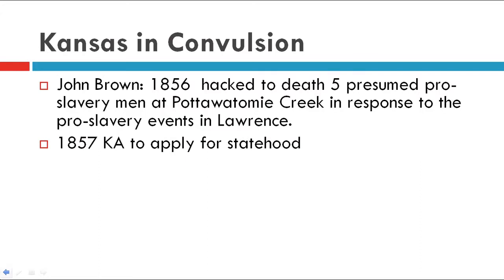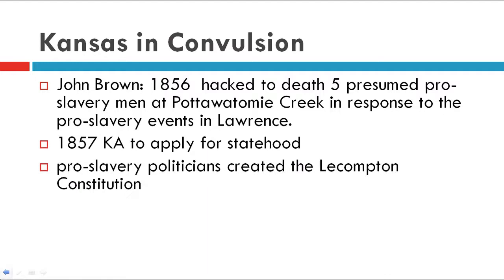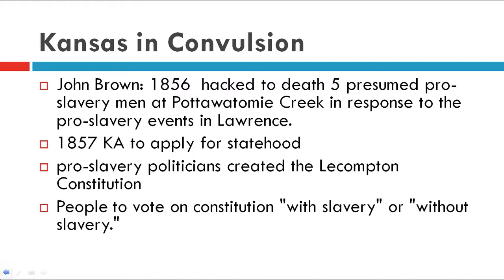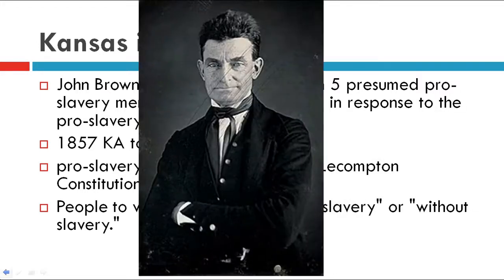In 1857, now Kansas is actually ready to apply for statehood. And at that point, pro-slavery politicians had created the Lecompton Constitution. And people needed to vote on this constitution, and the only way they could vote on it was either with slavery or without slavery. So you're voting on the constitution regardless. And if you did vote on it without slavery, then the slaves who existed there previously would be protected. So there would still be slaves within the territory. Here is John Brown.